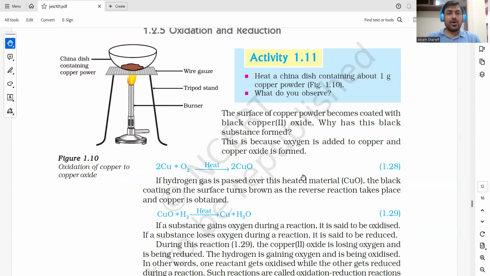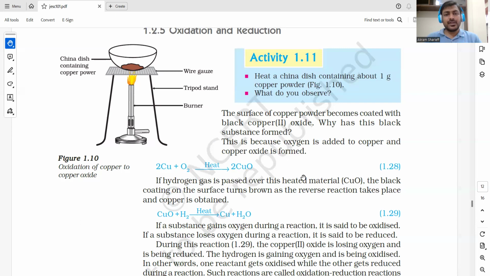Suppose I remove oxygen or add hydrogen, then it is called what? Reduction reaction. So what is a reduction reaction? Removal of oxygen or addition of hydrogen. What is an oxidation reaction? Addition of oxygen or removal of hydrogen.